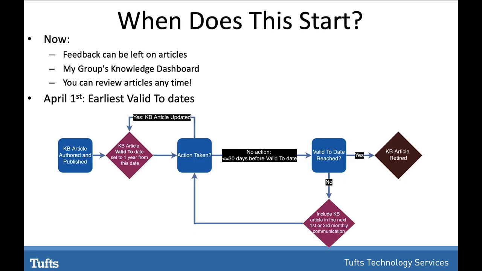When does this start? Already, feedback can be left on articles. So someone can already go to an article and mark it as not helpful with a reason. Already, you can go to the My Group's Knowledge dashboard if you want to get a head start on reviewing articles or seeing if you have open feedback tasks. And on April 1st, this is the earliest any article has a valid to date. So the earliest any article will expire is April 1st.